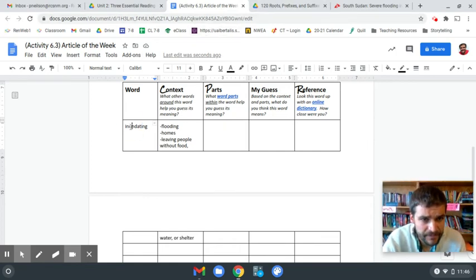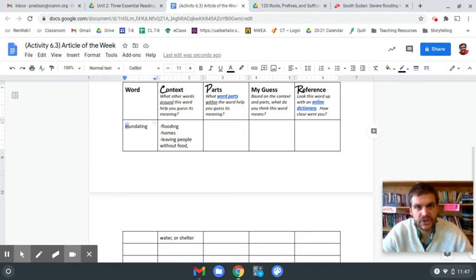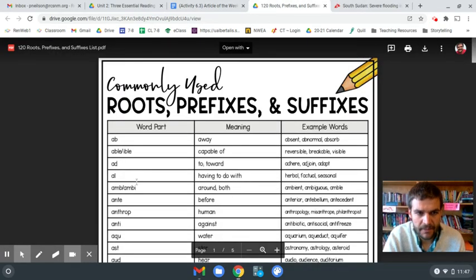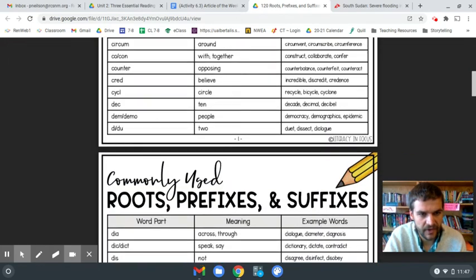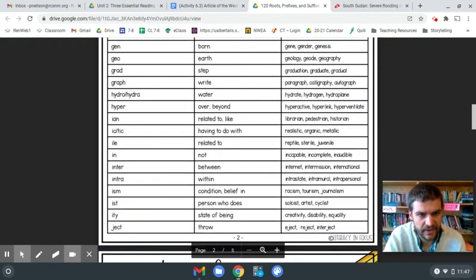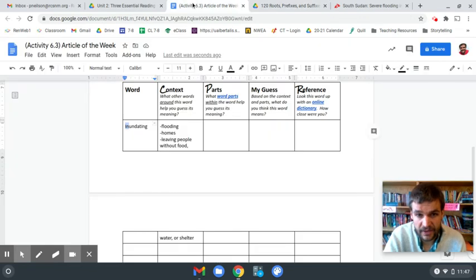But the main part that I see here is the prefix. The beginning of the word is in. Sometimes in can mean not, like something is incorrect, but sometimes it can mean inside, like your internal organs, or the interior of a house. So I'm just going to look up in here and see what it says in this little word part dictionary. In this case, it's saying not, which it potentially could be.